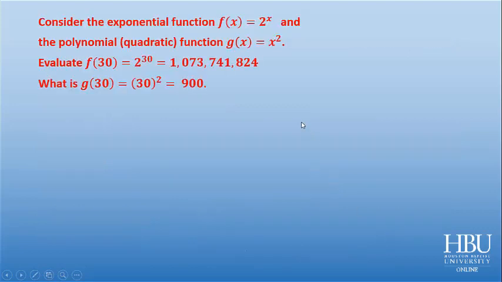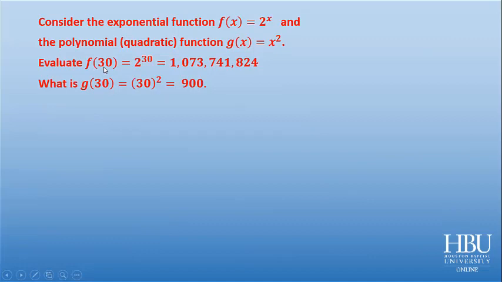Think about the exponential function f of x is 2 raised to the power x. Compare or contrast that with the polynomial quadratic function g of x is x squared. Notice with the exponential function, the base is a constant and the exponent is a variable. With the quadratic function, the base is the variable and the exponent is the constant.